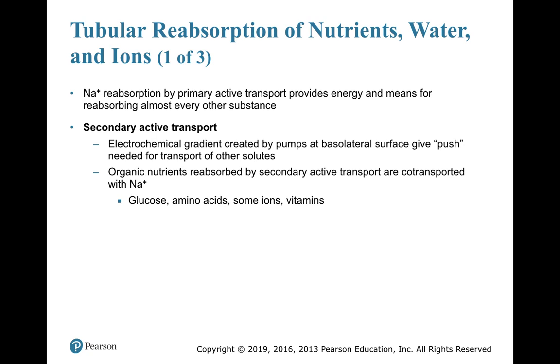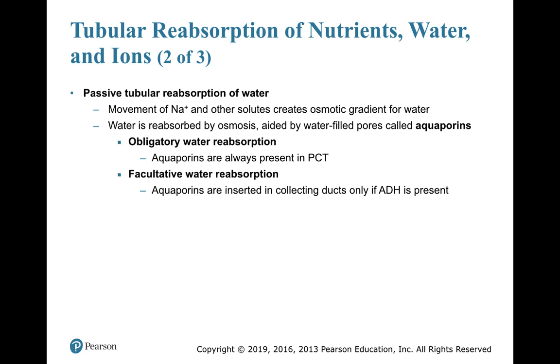So the electrochemical gradient created by the pumps at the basolateral surface gives the push needed to transport the other solutes. So organic nutrients would be reabsorbed by secondary active transport, which means they are co-transported with sodium, and that would include glucose, amino acids, some ions, and vitamins. We also have passive tubular reabsorption for water.